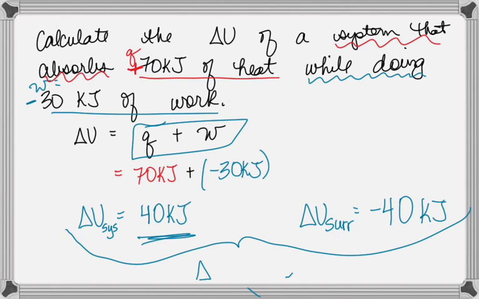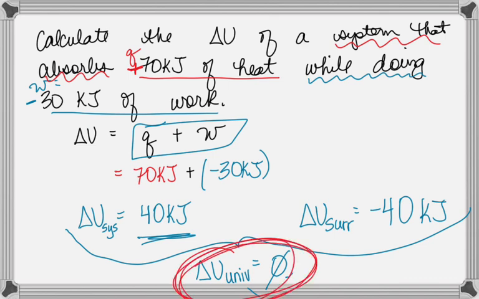That means that the change in internal energy of the universe is zero. Because if the system's positive 40 and the surroundings is negative 40, the change in internal energy of the universe will always be zero. This is the first law of thermodynamics. It's just being shown mathematically.